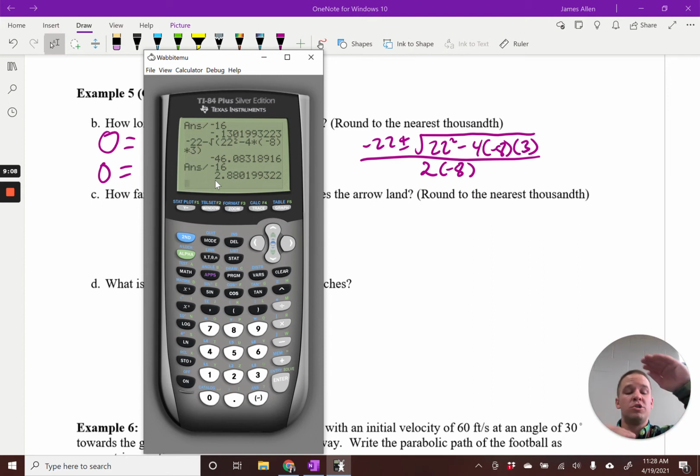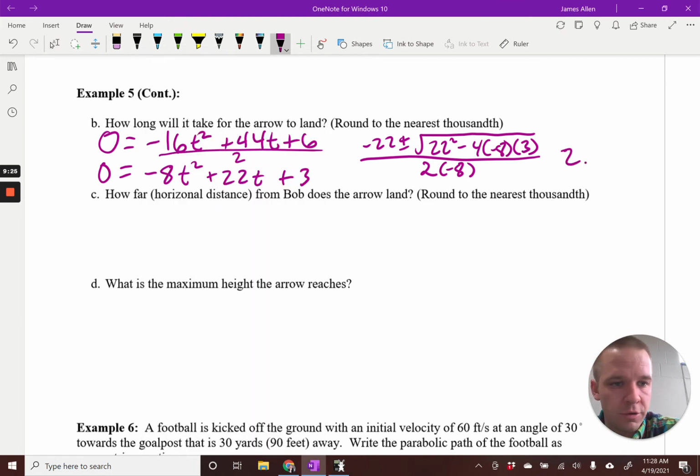And remember when we said between 2.5 and 3 seconds on that T-chart, it went to negative? This checks out. This makes sense. Awesome. I've got my time that it landed. It would be 2.880199, so 2.880. Perfect. 2.880 seconds.